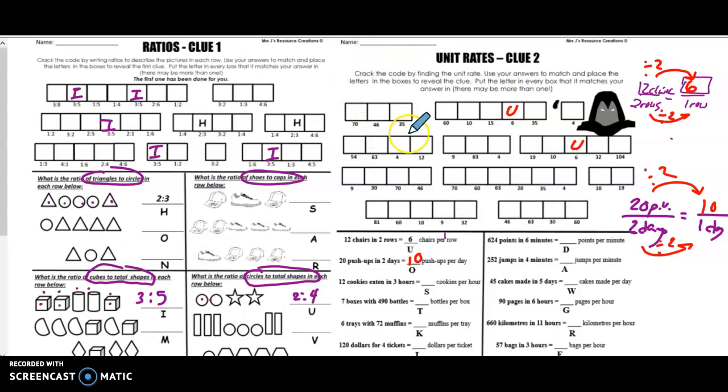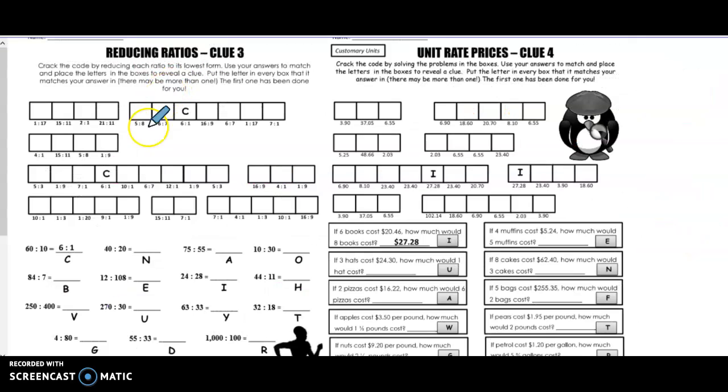So you're going to come up here, find all the 10s, and you're going to put an O. All right, find all the 10s and put an O. Now, all right, at this point, it keeps going through. Now, you're going to need to set up a proportion for those, okay? All right, next one, clue 3.